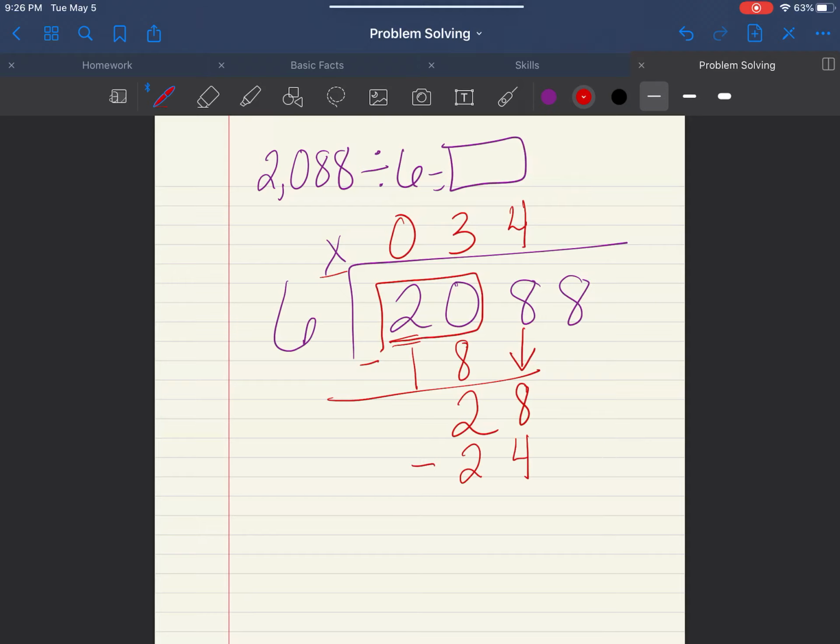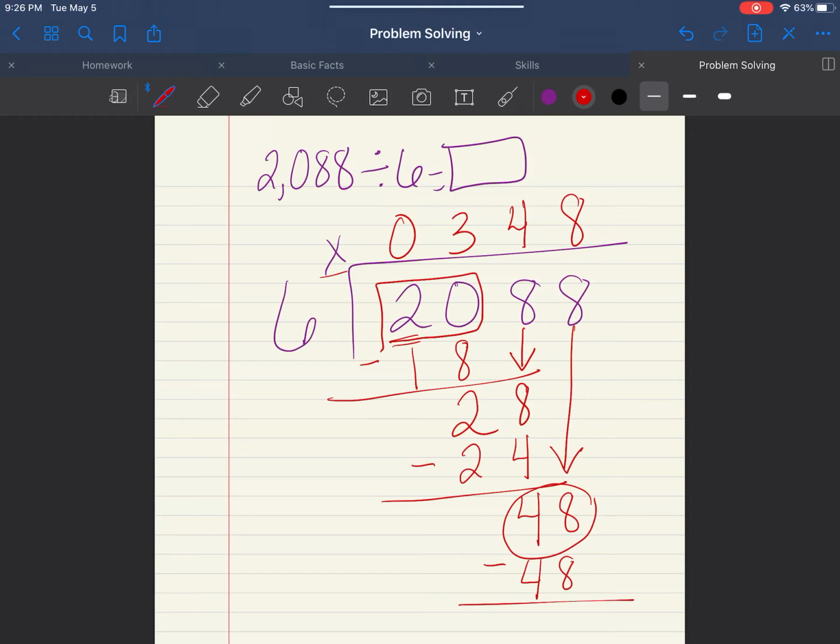So now I'm going to bring down the 8. 6 times what gives me 28? That would be 4. 6 times 4 equals 24. If I subtract 28 minus 24, that would be 4.